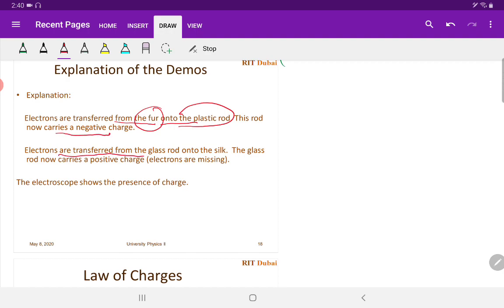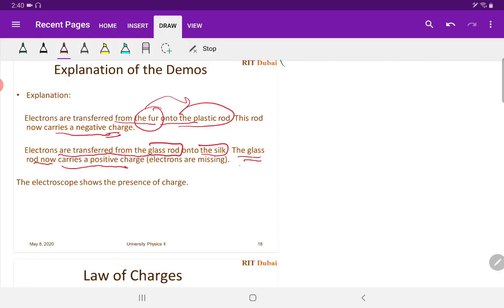Electrons are transferred from the glass rod into the silk, and that's why the glass rod is now carrying what? A positive charge. Now look at this one. The plastic rod is carrying what? Negative. How will this happen? By the electrons moving from the viewer to the plastic.